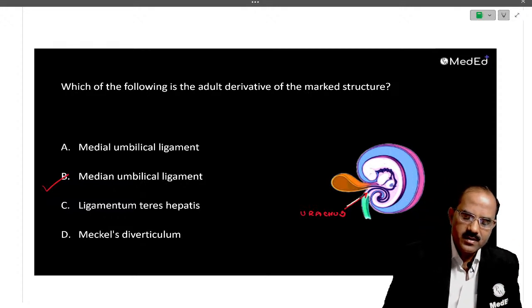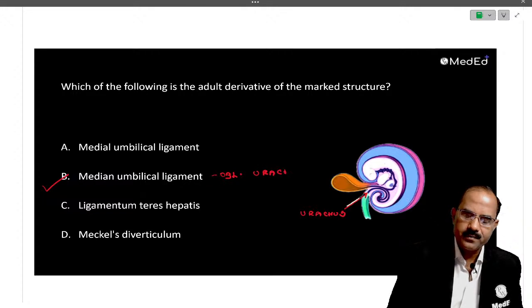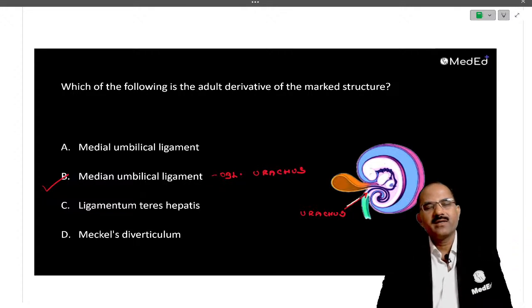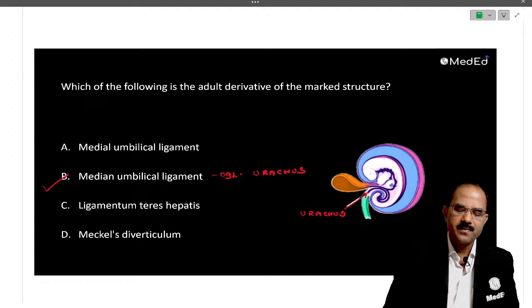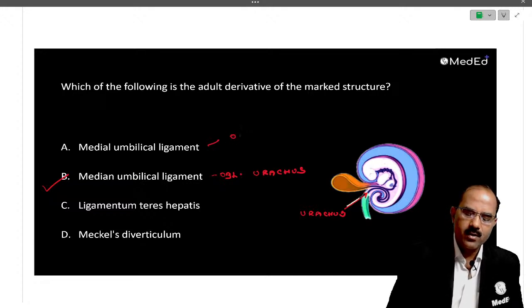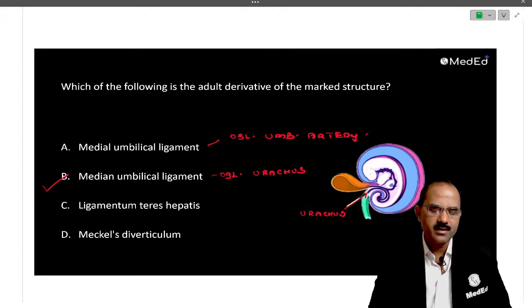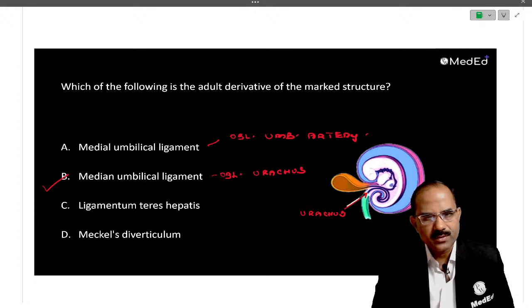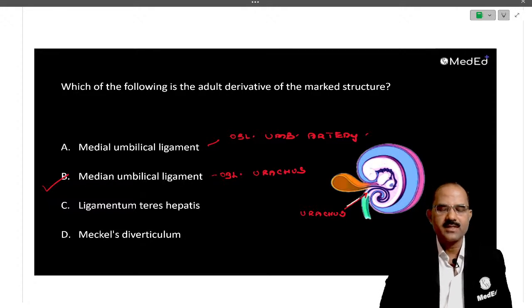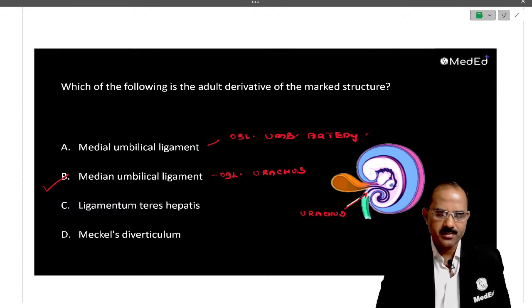I'll just write this down as the obliterated urachus. If this does not obliterate, that is weeping umbilicus, correct? Medial umbilical ligament, that's the obliterated umbilical artery. Ligamentum teres hepatis, that's present in the falciform ligament.